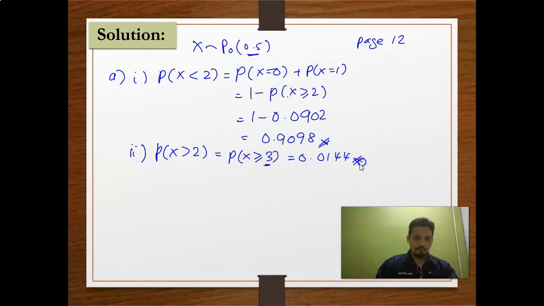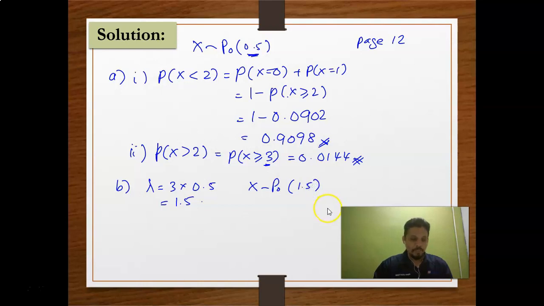For question B, because there will be no accident in a 3-week period, this value of lambda is 0.5 for a 1-week period, but for a 3-week period the new lambda is 3 multiplied by 0.5, which is equal to 1.5. Therefore it is now Poisson distributed with a new lambda parameter of 1.5. Then the probability of x equal to 0.